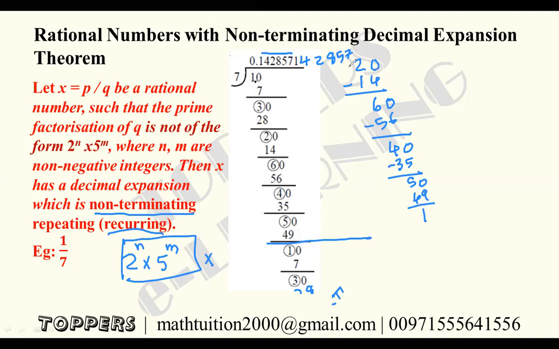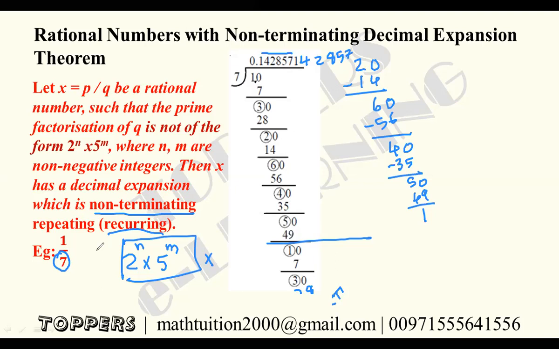Repetition will go on. It means it is non-terminating but recurring. What is the reason? Just by observing the nature of the denominator, we can say this rational number's decimal expansion is non-terminating, non-ending, but recurring, meaning repeating. So for a rational number, by just checking the denominator's prime factors, we can say whether it has a terminating or non-terminating decimal expansion.